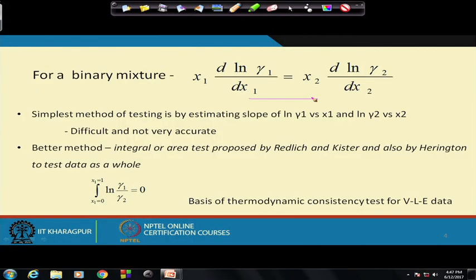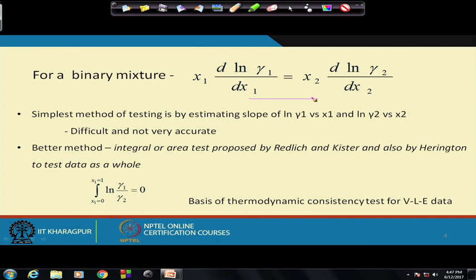But in order to check the thermodynamic consistency of data, we find that a better method is the integral area test, or the integral test or the area test, which was proposed by Redlich and Kister and also by Harrington independently. They test the data as a whole. Let us see what this integral or area test is and how it works.